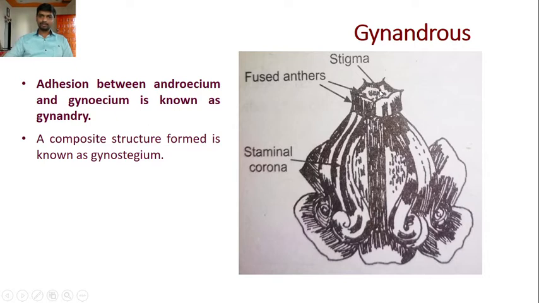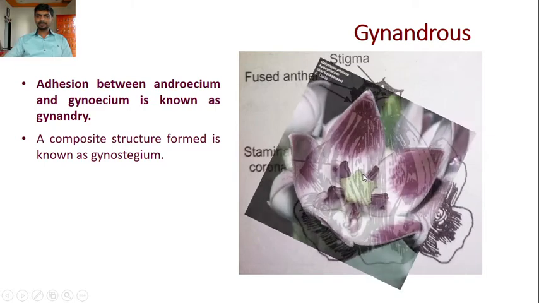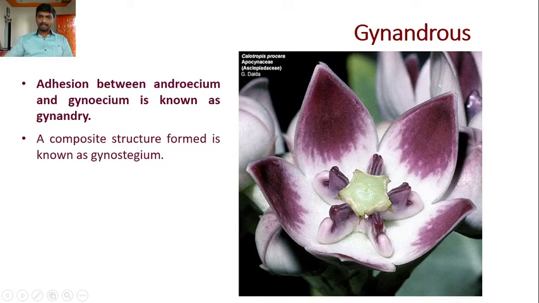Androecium has one part that we call the anther, and the stigma is part of the gynoecium. So this is the adhesion between androecium and gynoecium. It forms a composite structure called gynostegium. This is the picture of the Calotropis flower. Here we can find these black dots where the anthers have been fused to the stigma. Such a composite structure, the gynostegium, has been formed here. These black dots are the pollinia.